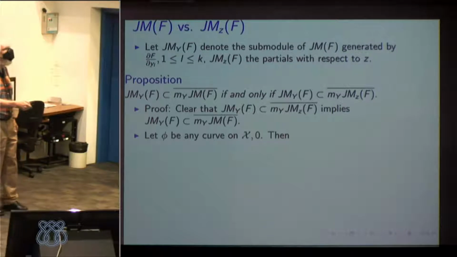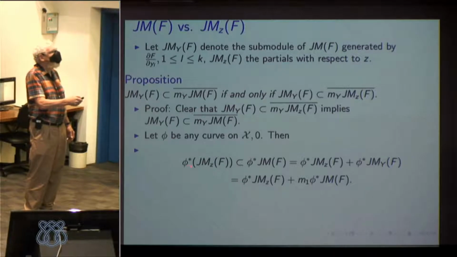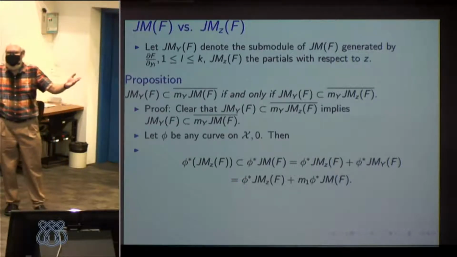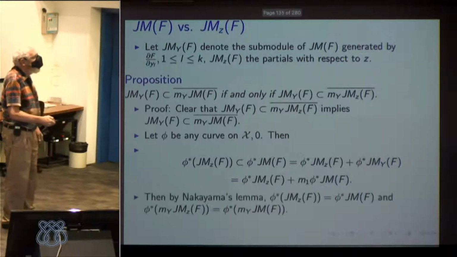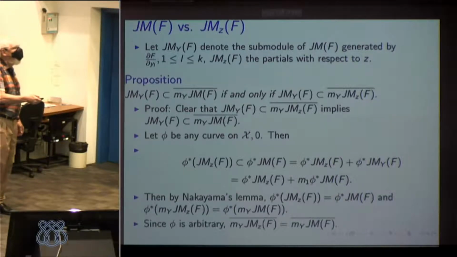So take a curve. All right, let's see what we get. I'm looking at phi star of Jmz. I know it sits inside phi star of Jm of f. It's a submodule. This is equal to phi star Jm of z by definition, and the parts with respect to y. Aha. This part here is actually contained in M1 times phi star of JMF. So how do I conclude that this is equal to this? By what famous theorem? Nakayama's lemma. Excellent. So by Nakayama's lemma, they are the same, and the same thing works here. And since phi is arbitrary, we're done.